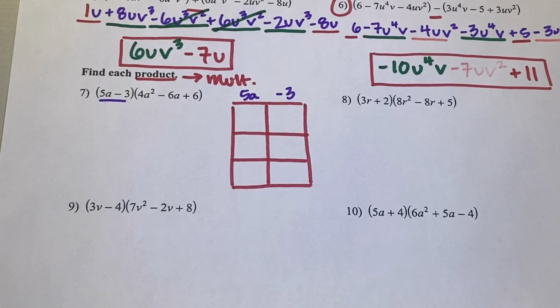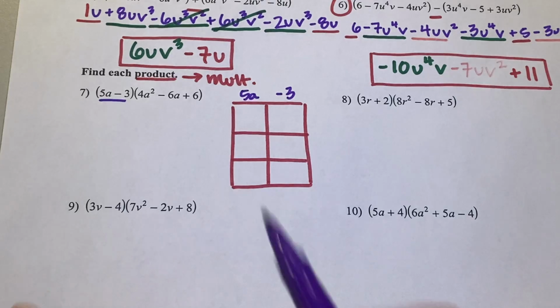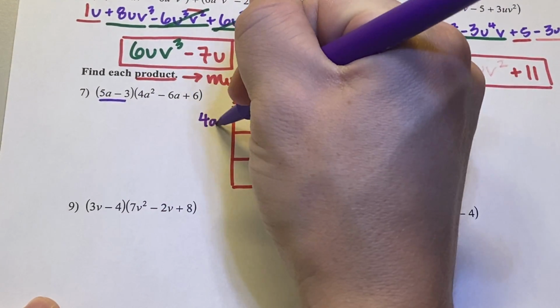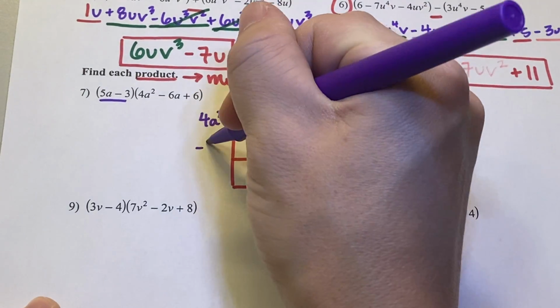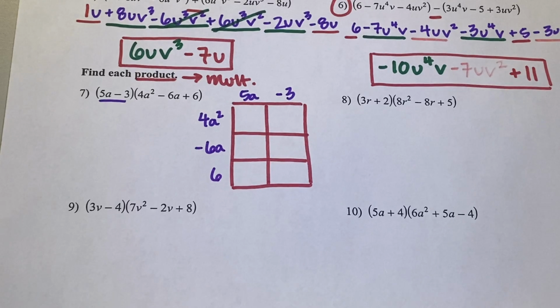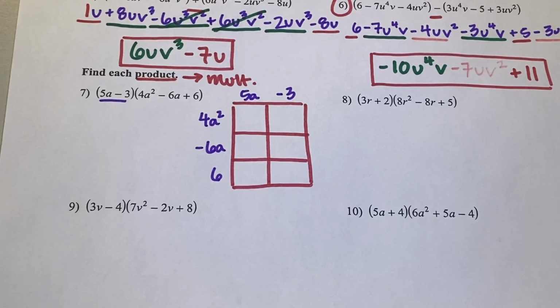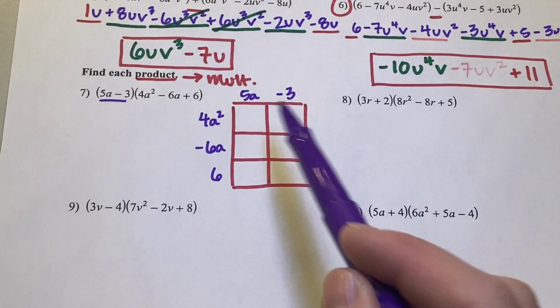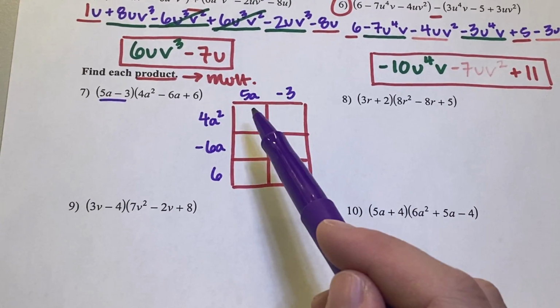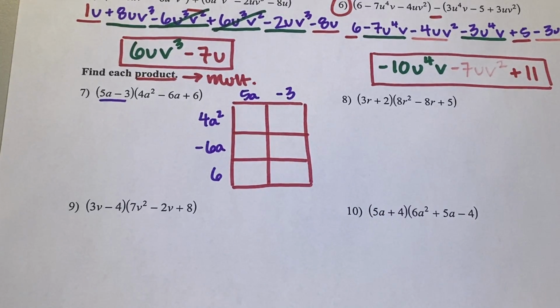Then we have what we call a trinomial, meaning 3 terms right here. Let's put him down the side, 4a squared minus 6a, +6. Okay. What did we do with the box method? What do we do, Kaylee? Times. We multiplied, right? We just looked at each box, what it lines up with, and we're going to multiply. We're going to do the exact same thing here.